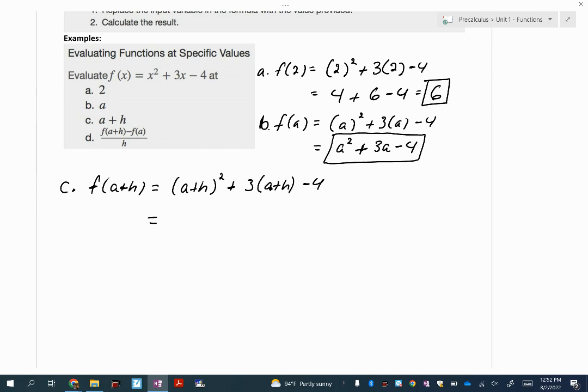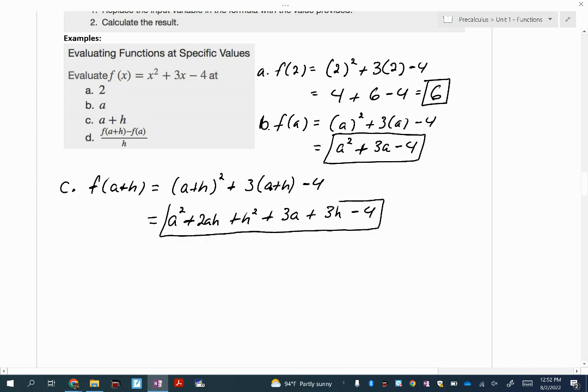But I hope at this point, you guys are 17, 18 years old, I hope you're ready to just do this mentally, where you square the first one, you square the last one, but the middle term is your 2 terms multiplied by 2. So you have a times h times 2, which is 2ah. Okay? Distribute that 3. And you're actually finished. There's nothing in here that can be simplified in terms of like terms. So this is letter C, f of a plus h.